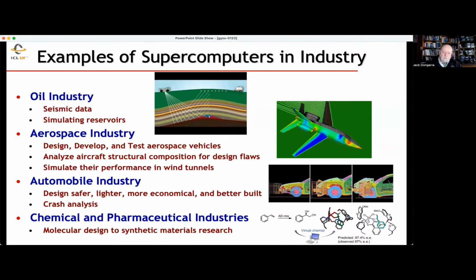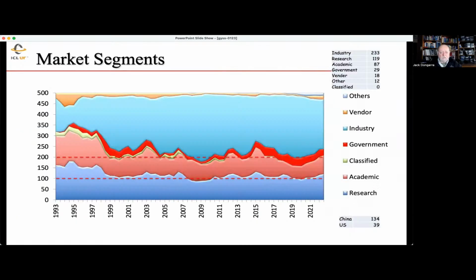The automobile industry uses supercomputers to help design lighter, more economical, more crash-worthy vehicles. In the old days, they would build something and crash it into a wall and see what happens. They probably do a few of those experiments, but most of the experiments are done using computer simulation on high-performance computers to be able to optimize the design of that product. And the chemical and pharmaceutical industry uses high-performance computers to design better drugs to combat certain diseases and illnesses as well.